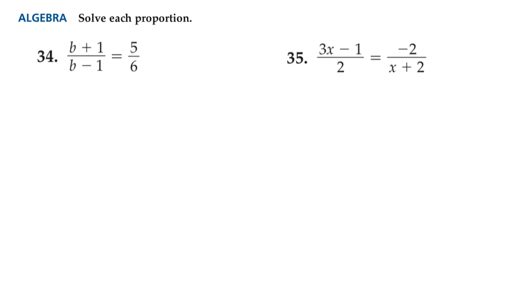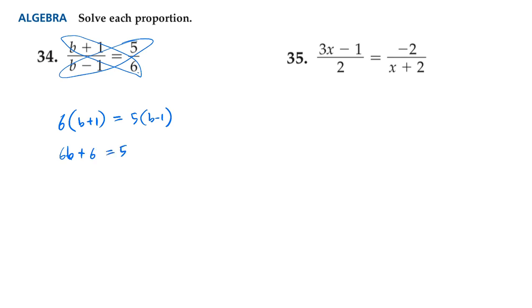Okay. We're going to do the last 2 problems here. I just chose 2 harder ones at the end. So cross multiply, but now we need parentheses on both. So 6 times b plus 1 equals 5 times b minus 1. So that's 6b plus 6 equals 5b minus 5. Subtract the 5b and subtract 6, and we get b equals -11.